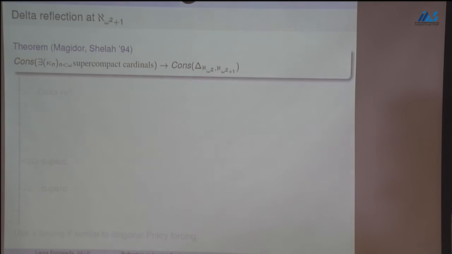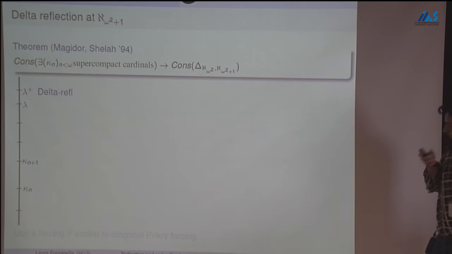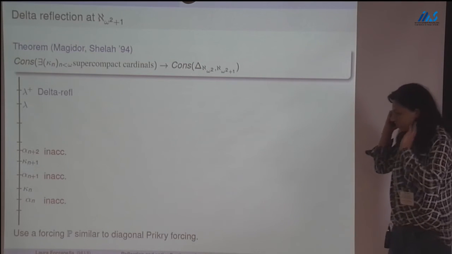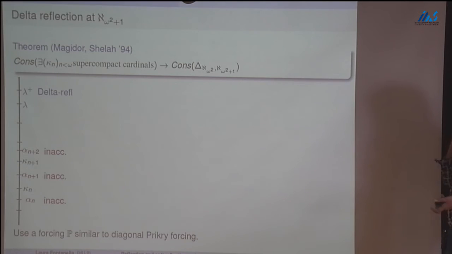Now, how do we get the delta reflection at Aleph omega squared plus 1? Okay, so we start with infinitely many supercompact cardinals kappa n, and so delta lambda plus has the delta reflection. And then we want, again, to turn lambda plus into Aleph omega squared plus 1. So we want to add collapses. This is quite technical, but if you're familiar with diagonal Prikry forcing, the idea is not too complicated. This is Magidor and Shelah.